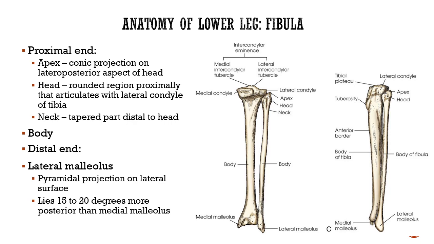On the proximal end of the fibula, we have the apex. This is the most superior portion, a conic projection on the lateral posterior aspect of the head. Posterior or inferior to that is the head. The head is the rounded region proximally that articulates with the lateral condyle of the tibia. The neck is the tapered part distal to the head. Then there's the body, and finally the lateral malleolus is the last part. It's a pyramidal projection, otherwise called club-shaped, on the lateral surface, and it lies 15 to 20 degrees more posterior than the medial malleolus.